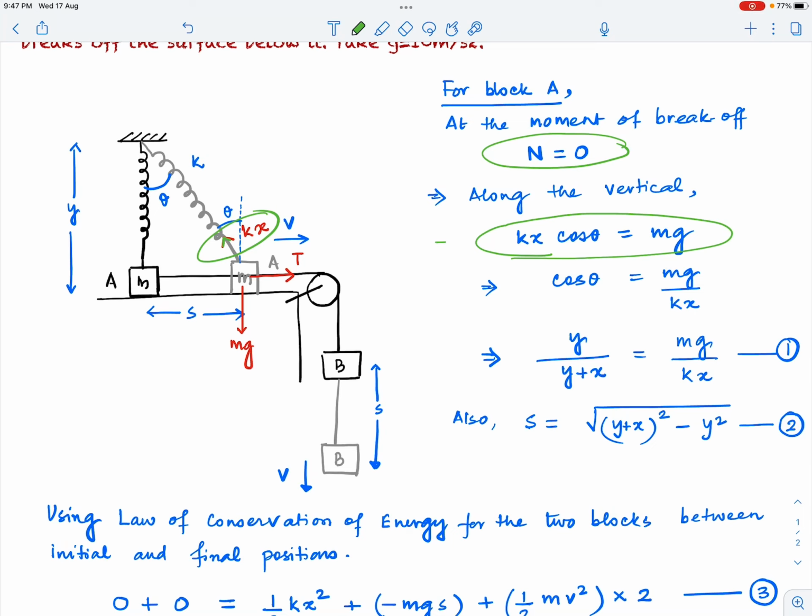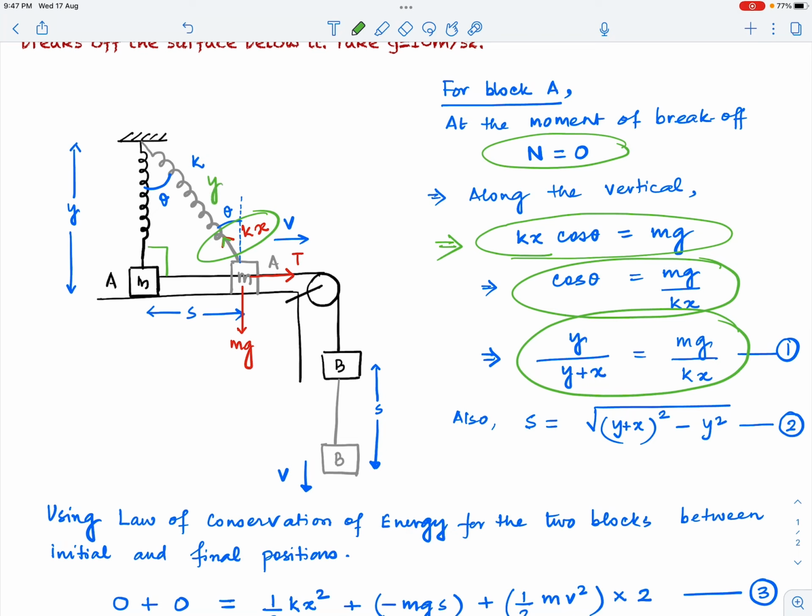So, we can balance the forces along the vertical. Once we balance them, we get a relationship between the angle theta that the spring makes with the vertical, the weight of the block and the spring force, which we can write in an equation like this. See, cos theta can be written, using this right angle triangle that we are obtaining here, as y by y plus x.